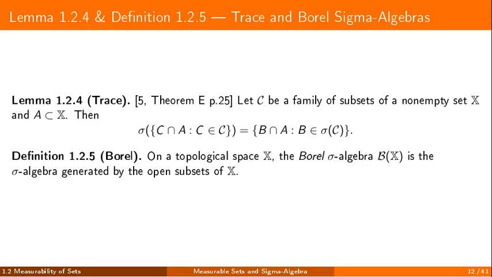Two constructions here, and the second is the one we will lean on most. The trace lemma says just this: restricting then generating, or generating then restricting, gives the same result. The definition that really matters is the Borel sigma-algebra. On any topological space, the one generated by the open sets. It is the default measurable structure on every space that carries a notion of nearness, and it will accompany us for the rest of the book.